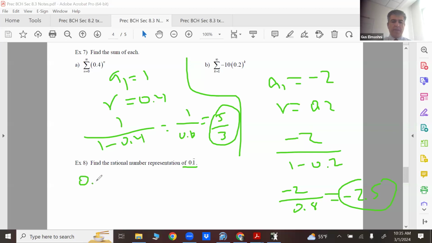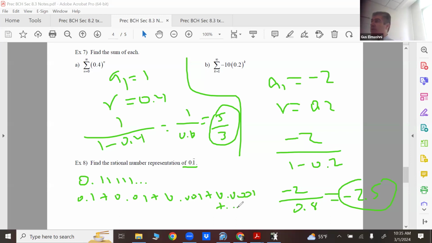If you have 0.1 repeating, how would you write that as a rational number? What do you guys think? Yeah, this is kind of a funny question. Because it's like saying this, right? 0.1 plus 0.01 plus 0.001 plus 0.0001 and so forth, right?